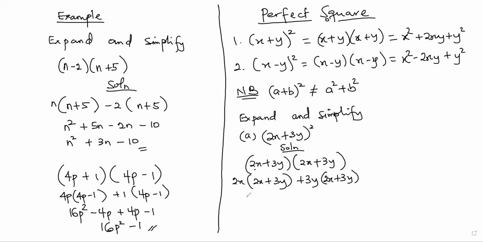So 2x times 2x is 4x squared. 2x times 3y is 6xy. 3y times 2x is 6xy. And 3y times 3y is 9y squared. So we group like terms, we have 4x squared, 6xy plus 6xy is 12xy, then plus 9y squared. So we move on.